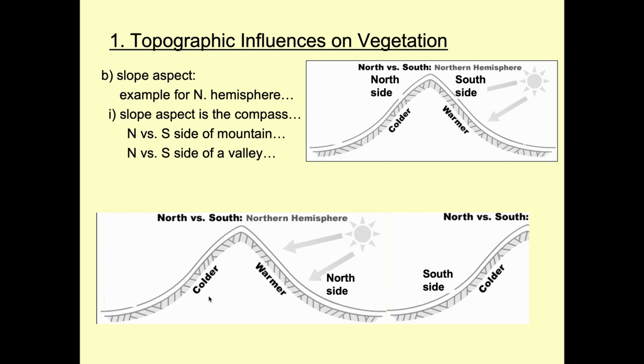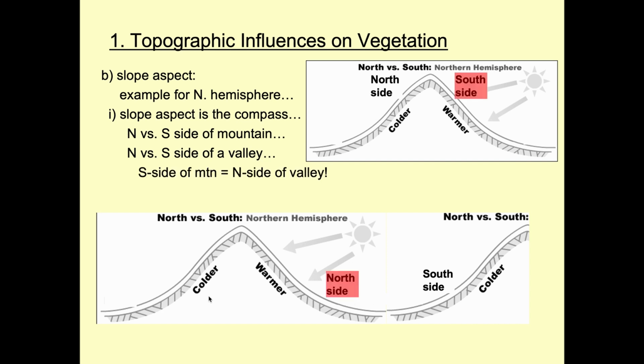A confusing aspect of this, pun intended, is the valley of these mountain faces. So the north side of the valley actually receives more insolation than the south side of the valley, whereas the south side of the mountain receives more insolation than the north side of the mountain. So a little bit confusing, I know.